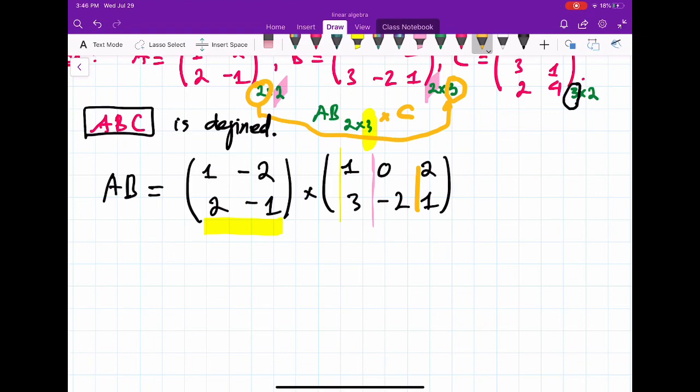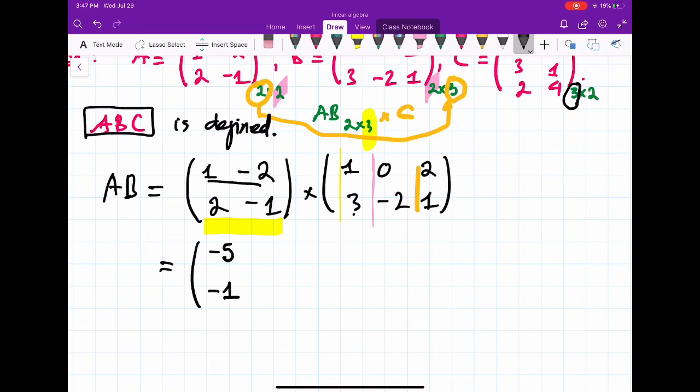That is equal to the first row with 1, 3. So I will not write in detail. I just write, 1 with the 1 is 1. -2 with 3 is -6. 1 minus 6 is -5. And then the second row with the first column, I have 2 with the 1 is 2. -1 with 3 is -3, plus 2 is -1.